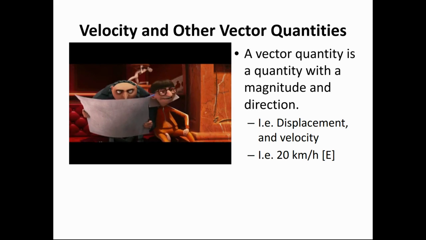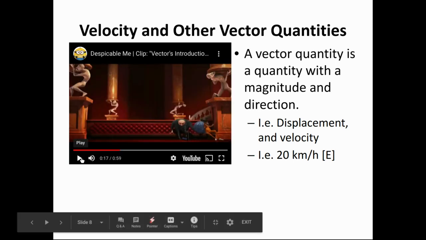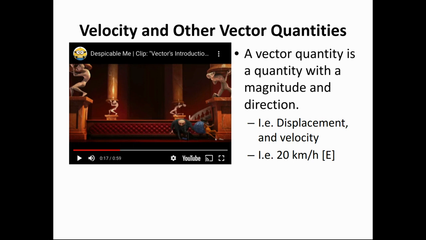I'm applying for a new villain loan. Go by the name of Vector. So a vector is a quantity that has magnitude and direction. Velocity is a vector.